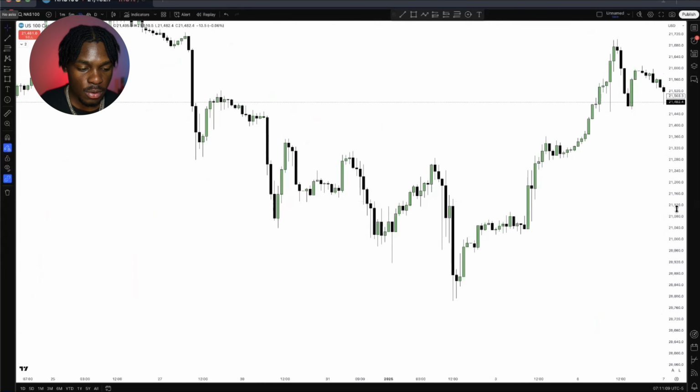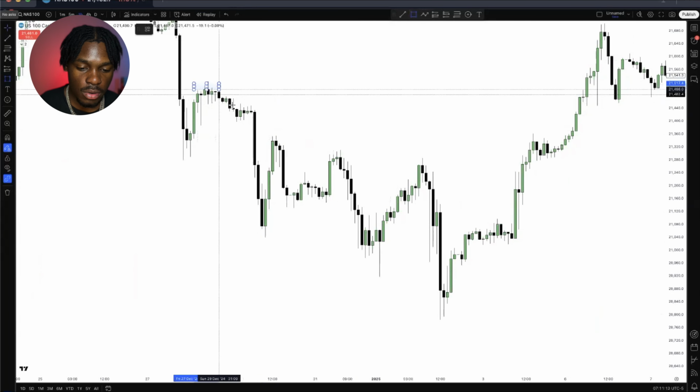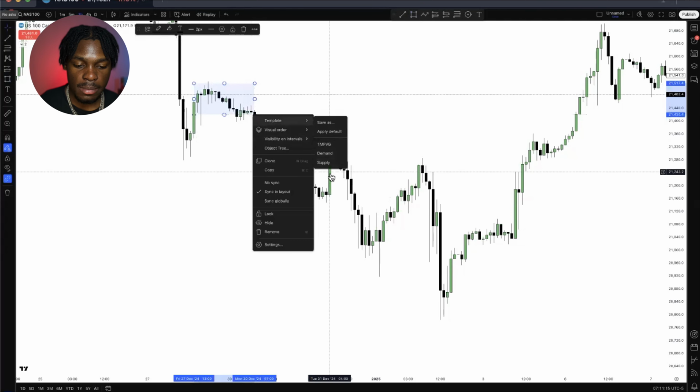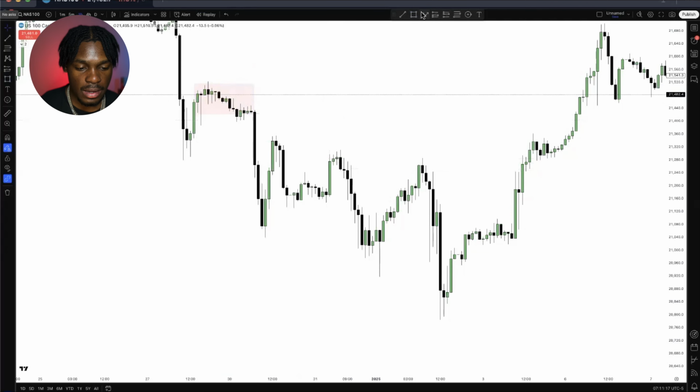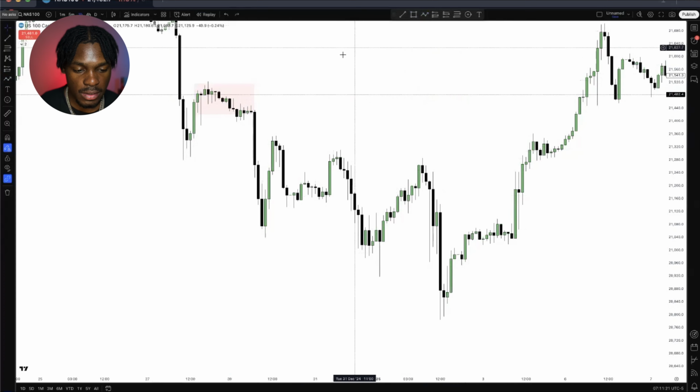even small stuff like this. So we are consolidating, and you don't always have to consolidate, but there's a lot of examples of it right now. Sometimes it's just normal price action, and then we get a big move, right? But right now it's just sideways. We get an expansive move to the downside.